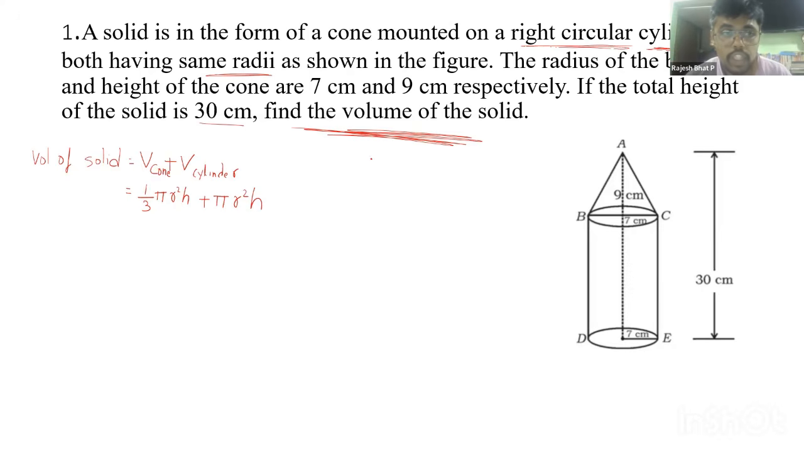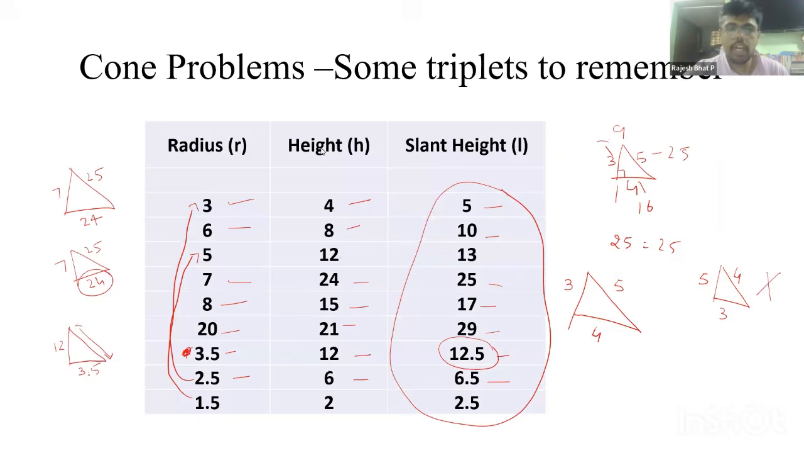Now after this, you should see whether the radius is common. Next step is, once you draw the diagram and write the formula, see whether the radius is the same for both the shapes. Is it the same? Yes, it is the same for both. Then that means you can take it common. Is the height the same? Just see. No. This h is the height of the cone, so I'll write h cone. And this is the height of the cylinder. Either you can write h1 and h2, or h cone and h cylinder. You need to write this properly.